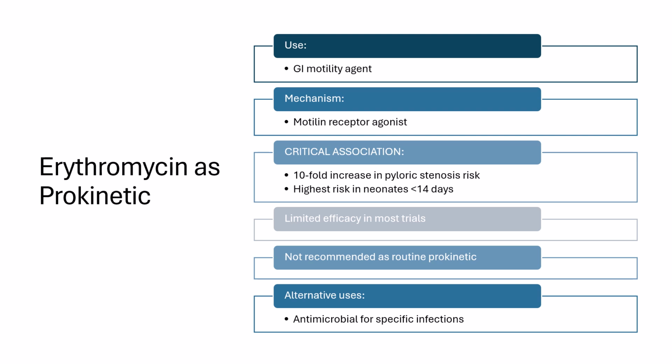Erythromycin is sometimes used as a prokinetic agent to stimulate gut motility, though this is an off-label use. It works as a motilin receptor agonist, stimulating gastric emptying and intestinal contractions. The critical association you need to know is the 10-fold increased risk of pyloric stenosis in infants under 14 days old receiving erythromycin. This side effect is highly testable.